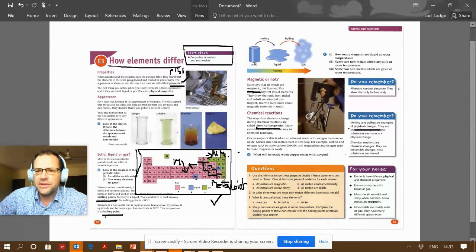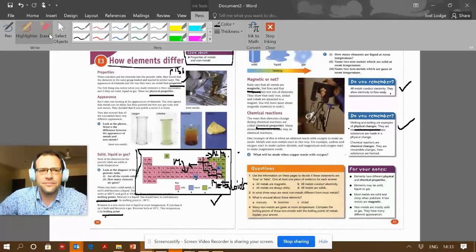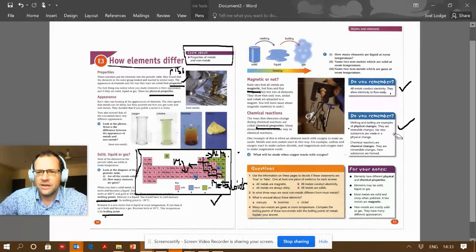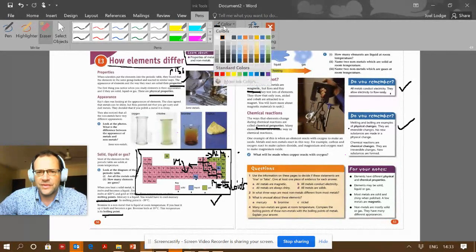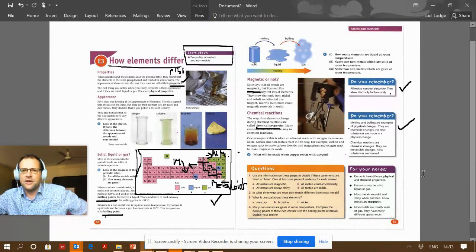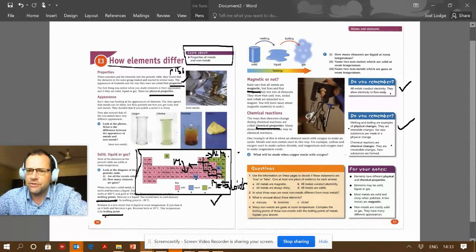Some next really important points are in the Do You Remember? So metals conduct electricity. They allow electricity to flow easily. A really good point. Get these in your notebooks, full sentences. Melting and boiling are examples of physical changes. They are reversible changes. No new substances are made in a physical change. Chemical reactions are chemical changes. They are not reversible changes. New substances are formed.